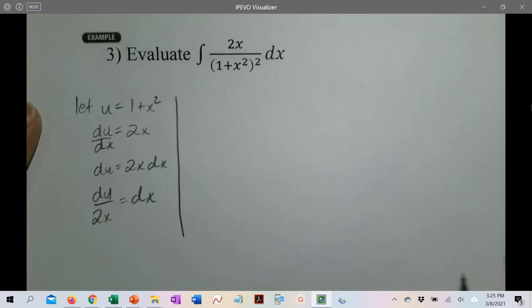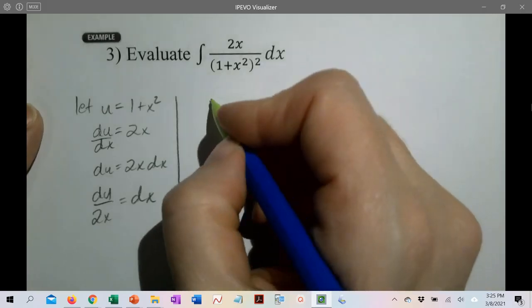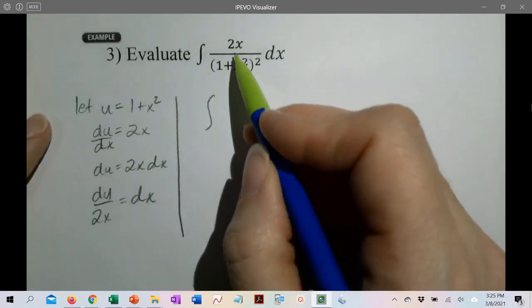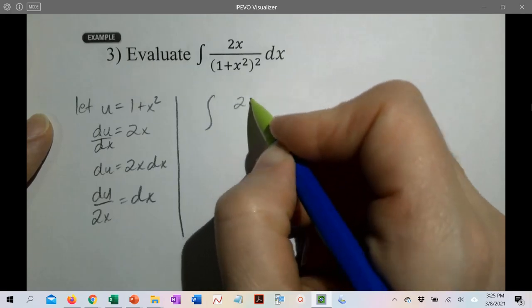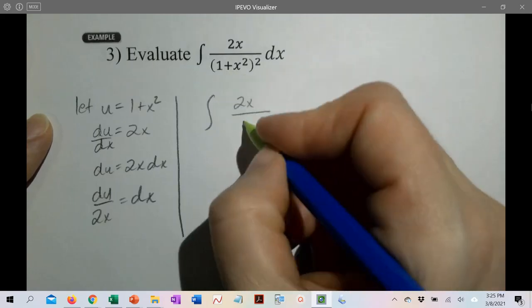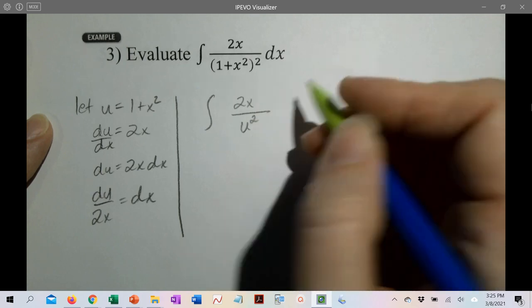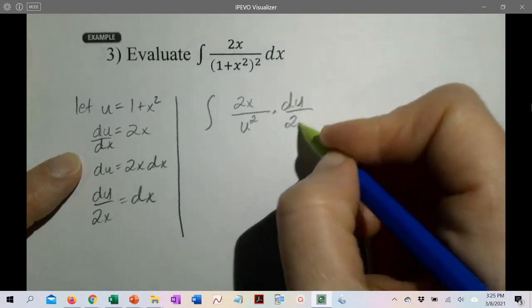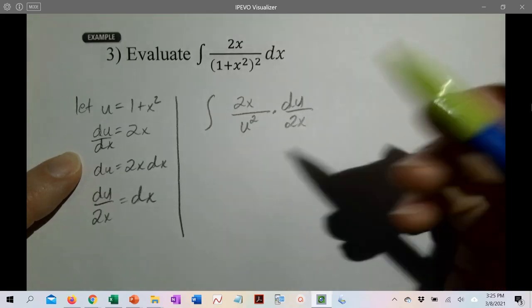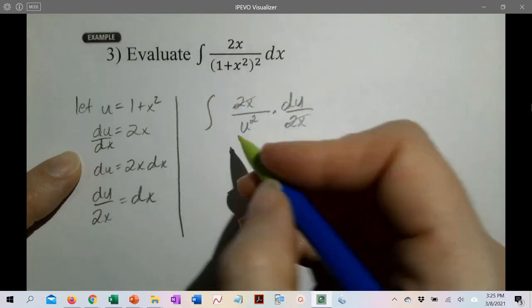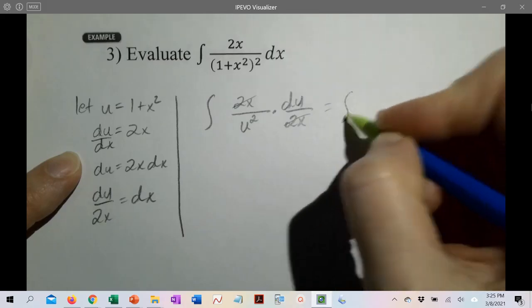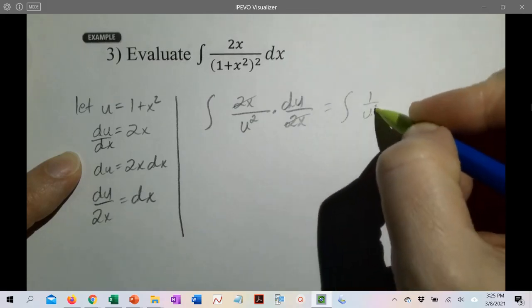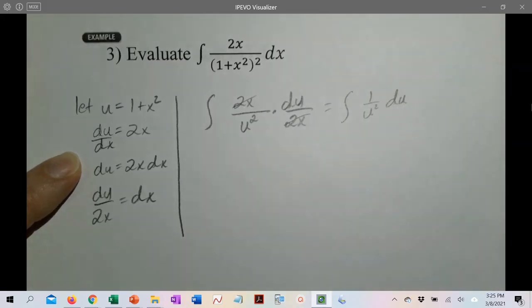That's my little menu. Now let's make our substitutions. So we're going to have the integral of, I don't have anything to substitute for 2x, so I'm going to leave that. Then the 1 plus x squared, that's going to be now u squared. And instead of dx, I have du over 2x. And so just like in the previous problem, those two x's reduce to 1. So now I have the integral of 1 over u squared du.